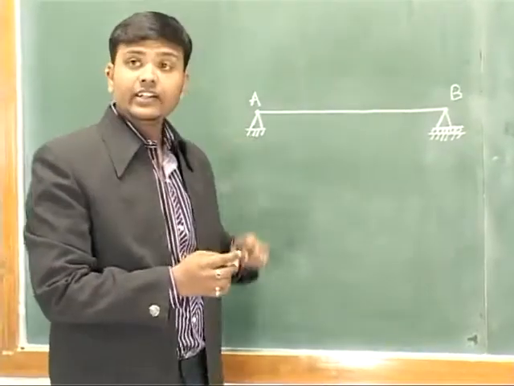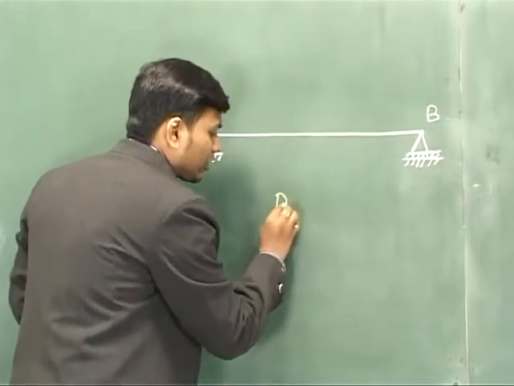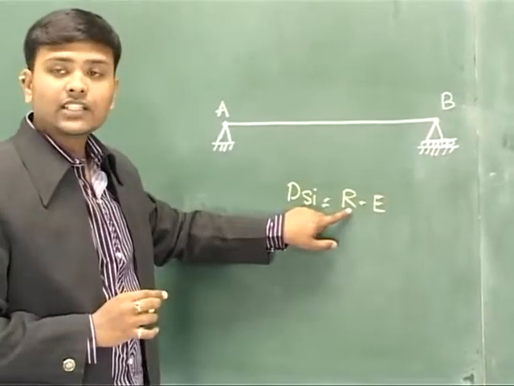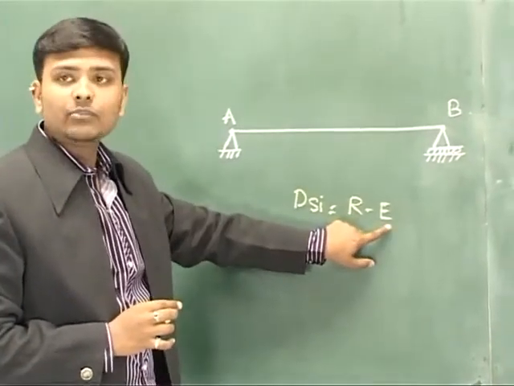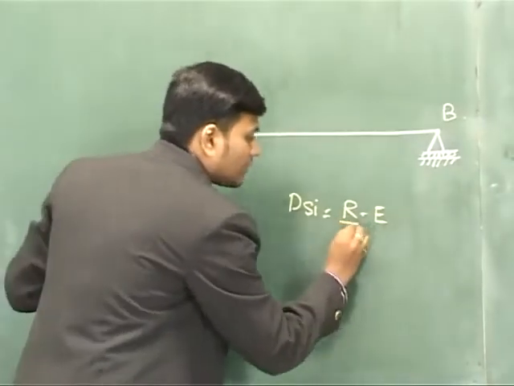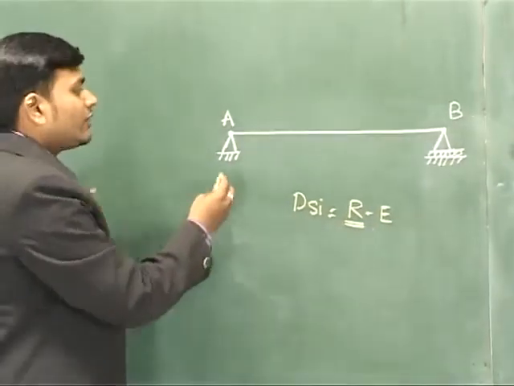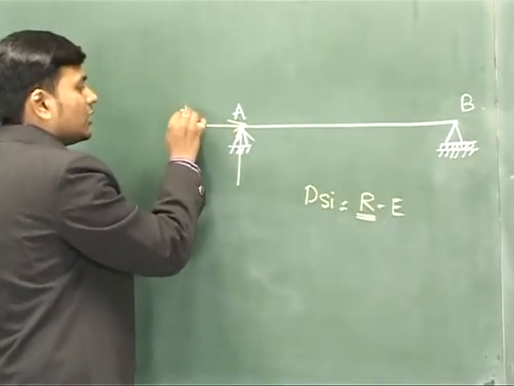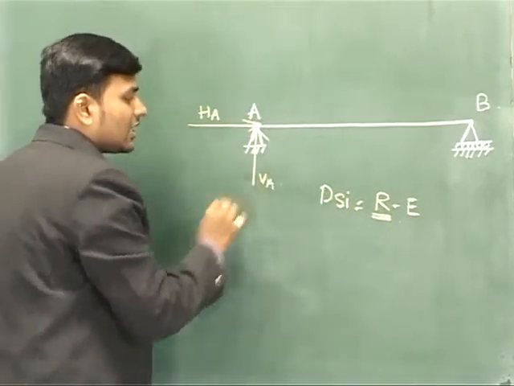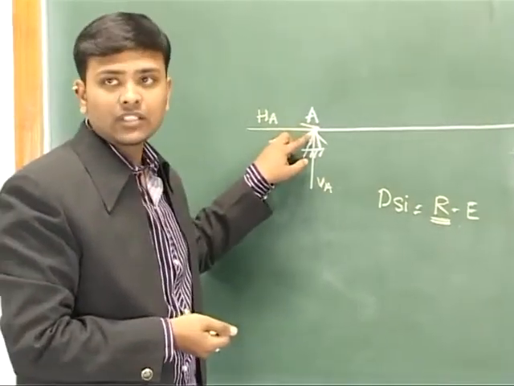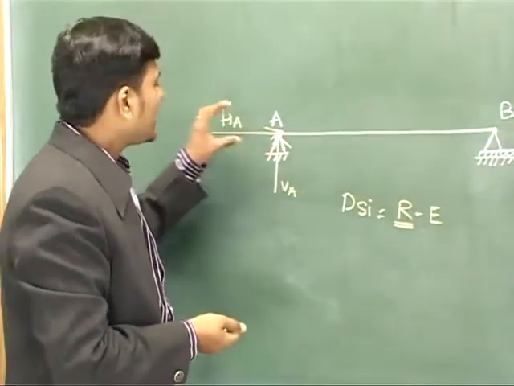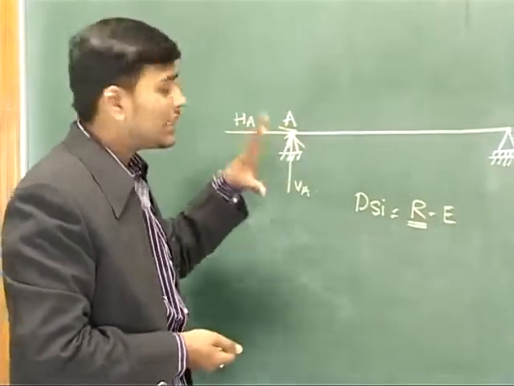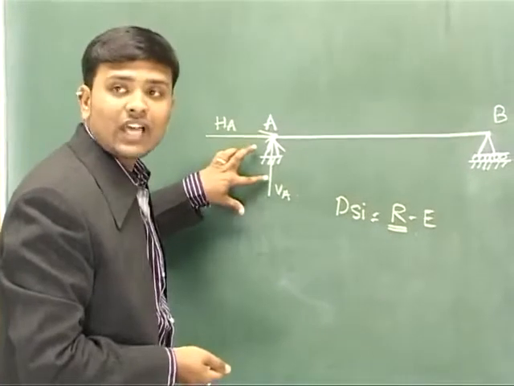Degree of static indeterminacy can be calculated as the formula is dSi is equal to R minus E, where R is number of reactions and E is number of equations. Now R is nothing but the number of reactions. So hinge support will give you two reactions, one vertical reaction and one horizontal reaction. You can say it as HA and VA. The reactions are nothing but the constraints. So if you have hinge support over here, it cannot move in X direction, it cannot move in Y direction. So it is having two constraints, X and Y. Therefore, the reactions are 2.